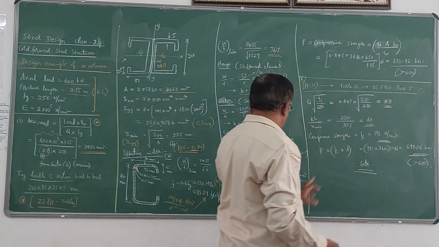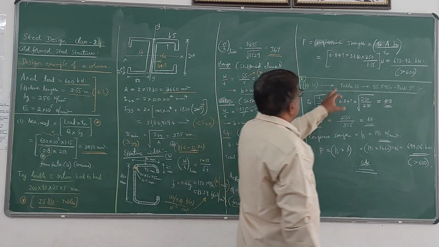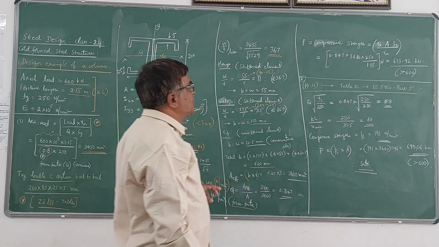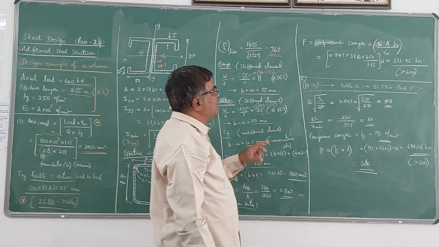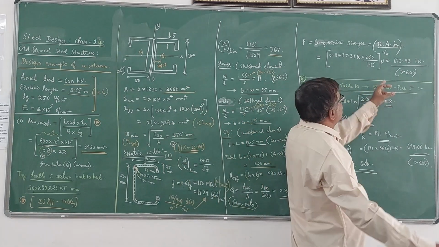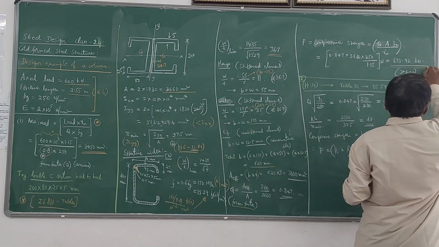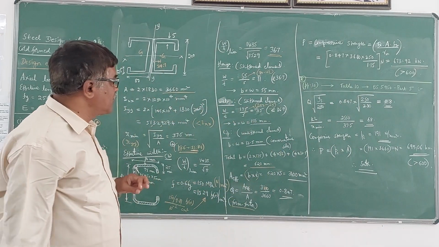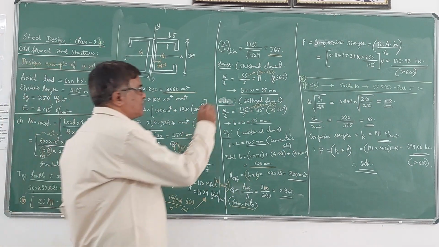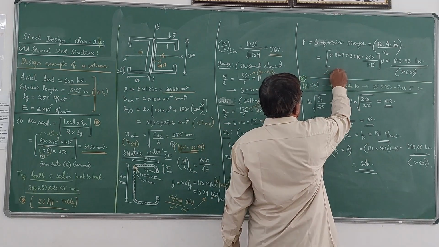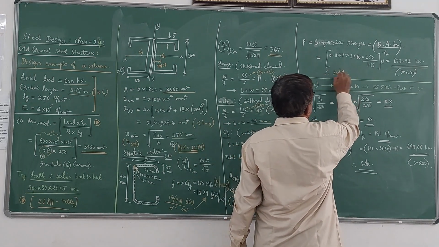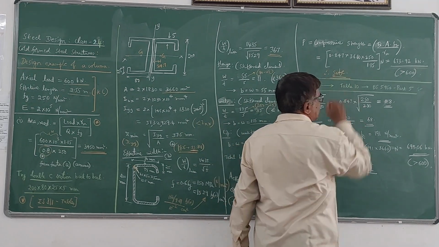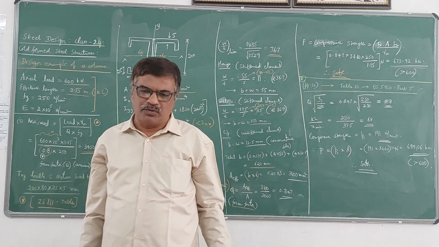So Q what you have got is 0.847 into area, assumed area is 3660, into Fy is 250, divided by 1.15. You are getting 673.92 kilonewton. So it is greater than 600 kilonewton, whatever is given, therefore it is safe. But actually, we have to compute the value of P using the stress value.